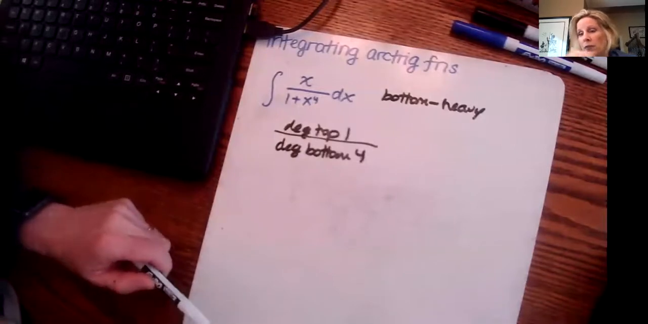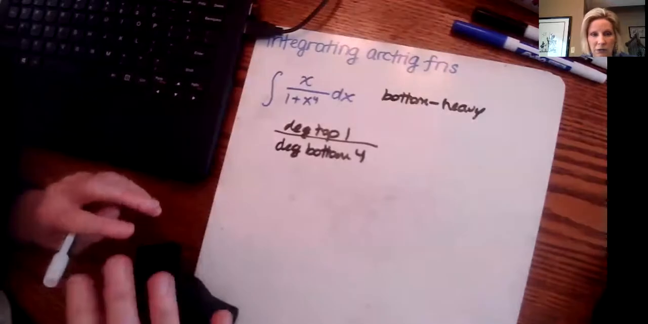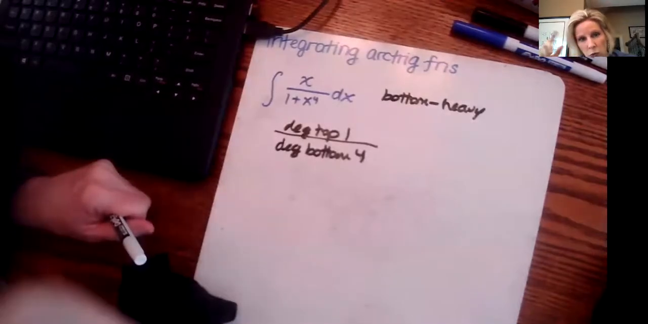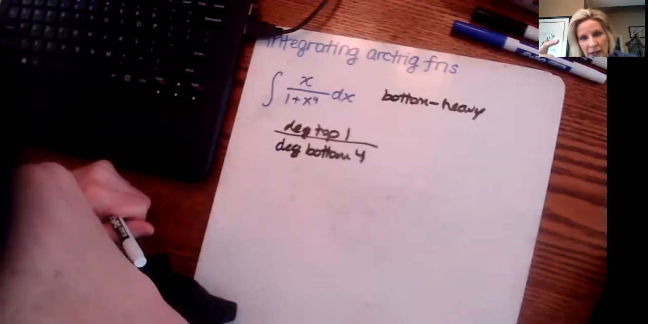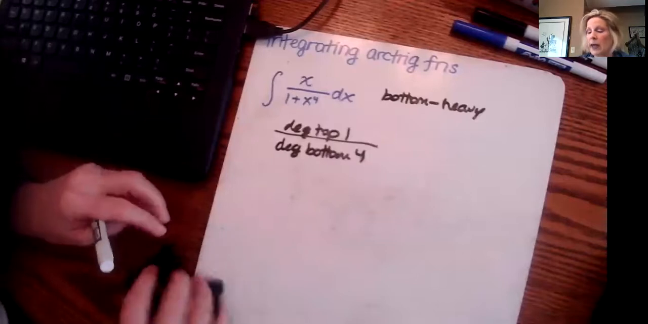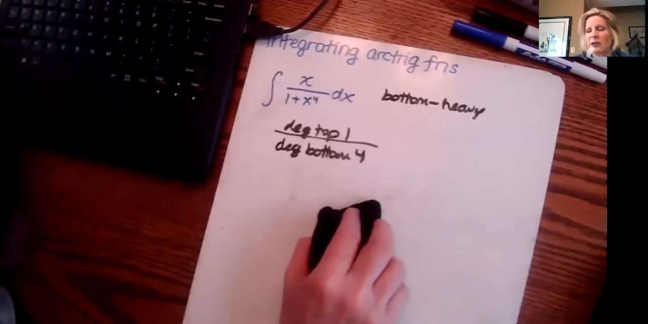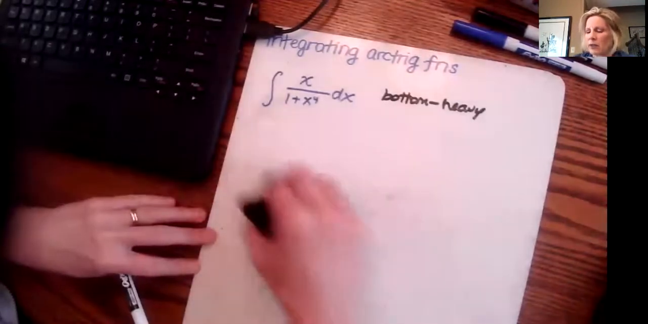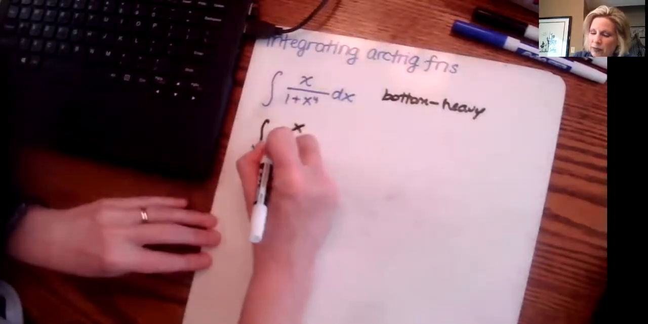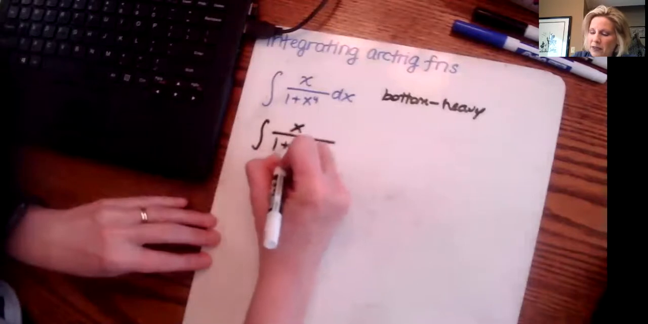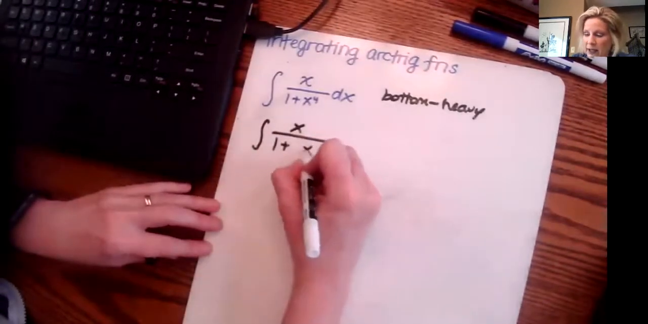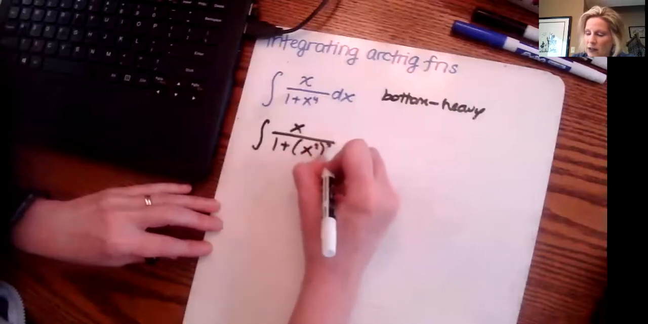Now, there is no one hard and fast rule, but I'm kind of trying to give you some ideas for when you switch your thinking from what your gut instinct is, which is to let the bottom or part of the bottom be u, to instead going, is this an arc trig thing? All right, so is it an arc trig thing? Could I make this x to the fourth something squared? Yes. X to the fourth is x squared squared.